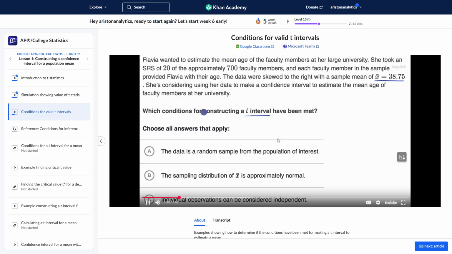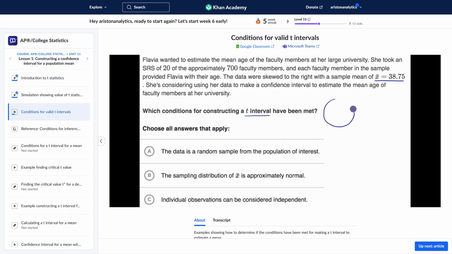Okay, now let's try to answer this together. So there's 700 faculty members over here. She's trying to estimate the population mean, the mean age. She can't talk to all 700, so she takes a sample, a simple random sample of 20. So the n is equal to 20 here. From these 20, she calculates a sample mean of 38.75.